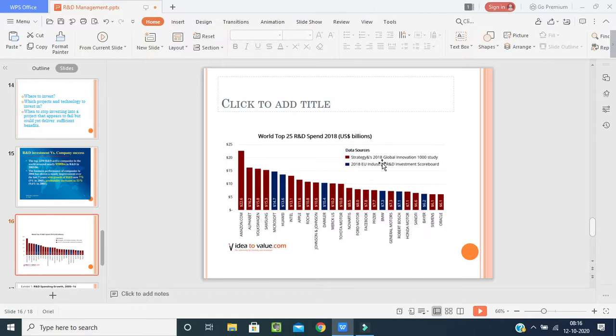This red line denotes strategies. The 2018 Global Innovation 1000 Study and the 2018 European Union's Industrial R&D Investment Scoreboard. How much it is recorded. So with these you can see these are the companies, and how many dollars it has increased. So these are the things the R&D department is providing.